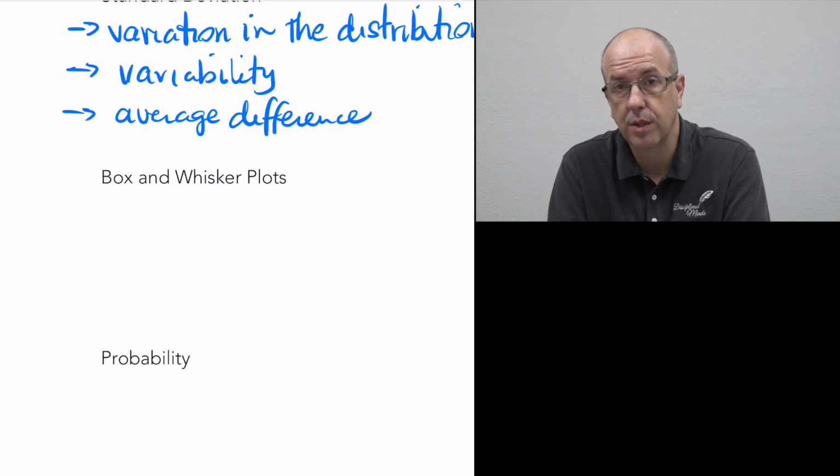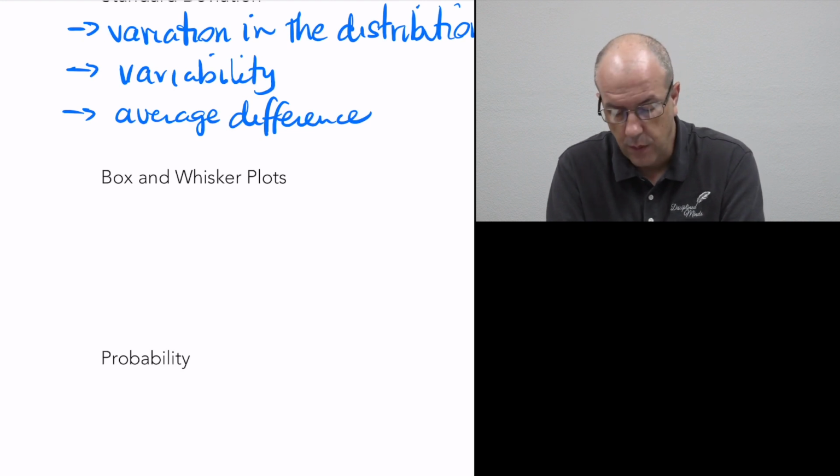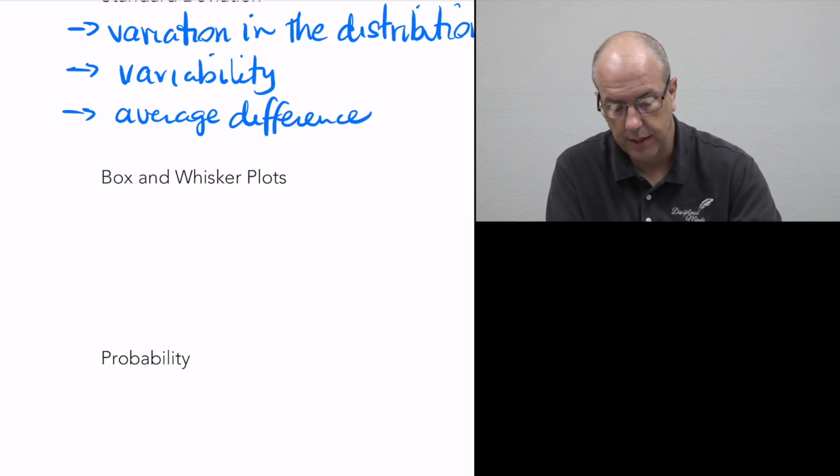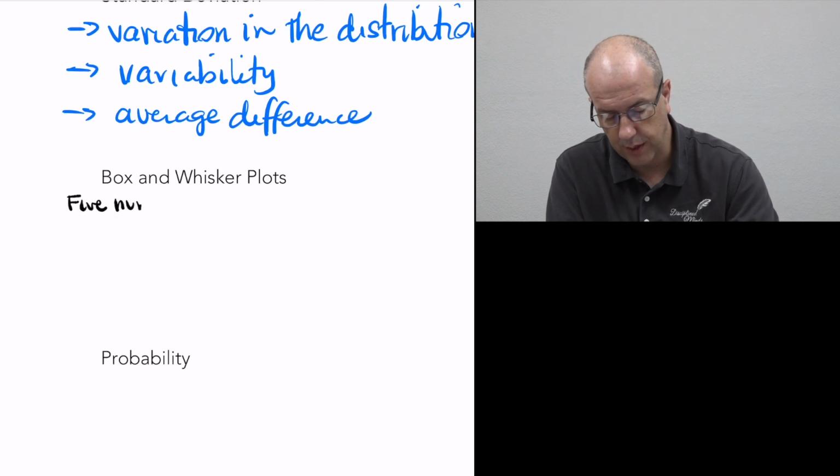But the box and whisker plot is a plot that most students have never seen or have a vague memory of when they took statistics in middle school. And so the box and whisker plot is really interested in this thing called the 5-number summary.